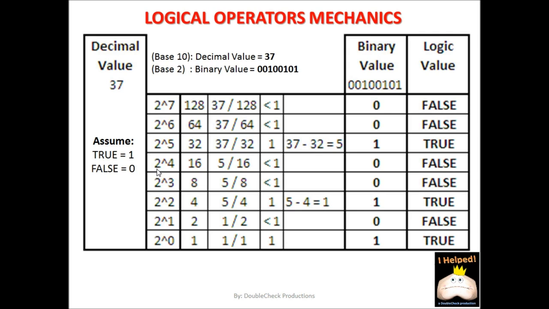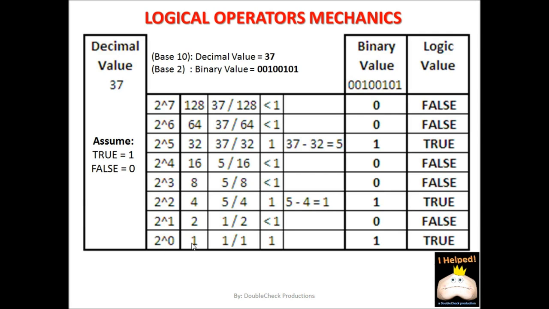So in the next one, 2 to the 4th, which is 16, now we're working with 5. Is that divisible by 16? The answer is no. So we end up with a binary value of 0, which is a logical value of false. Again, we repeat this: 2 to the 3rd, which is 8, no, 0, false. 2 squared, which is 4, 5 divided by 4 gives us a value of 1, because 4 can go in there at least one time. We end up with a binary value of 1, which is true, and we are now working with the remainder of 1. 2 to the 1, 2 does not go into 1. We end up with a binary value of 0, and a logical value of false.